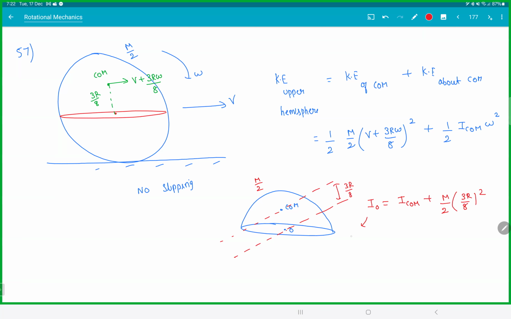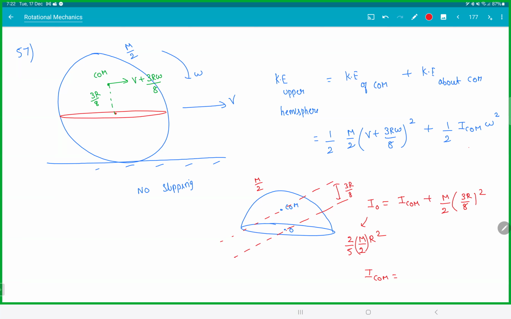But what is I naught? I naught is 2 by 5 mr square for a solid sphere. But again, mass has become half. 2 by 5 m by 2 r square. There. If you solve this, you'll get I center of mass from here. Now take that and substitute here. Then you'll get the kinetic energy. It's lengthy. Ansh did the same.